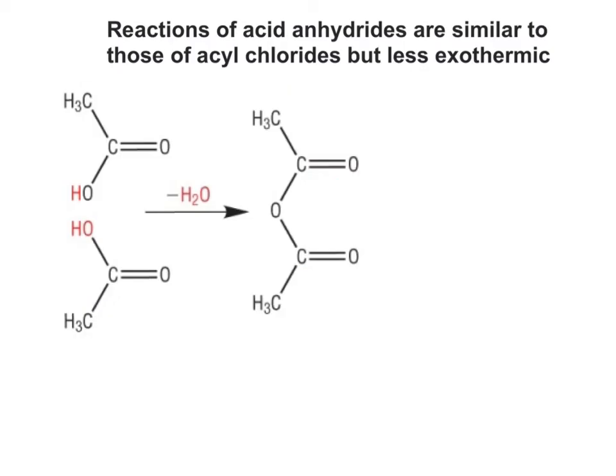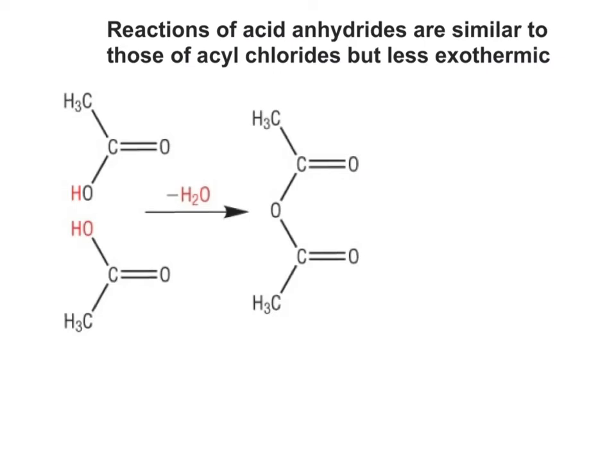Reactions of acid anhydrides are similar to those of acyl chlorides, but they're less exothermic, as we've mentioned earlier on in the clip. This means that often these are favoured in industrial chemistry and in laboratory chemistry because it's a little bit safer to work with acid anhydrides compared to acyl chlorides.